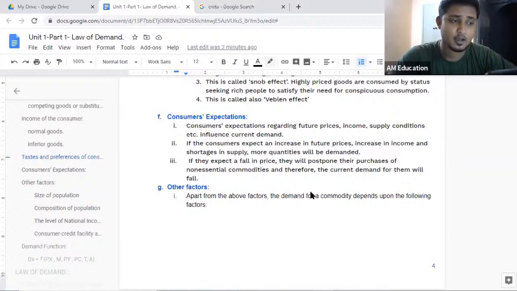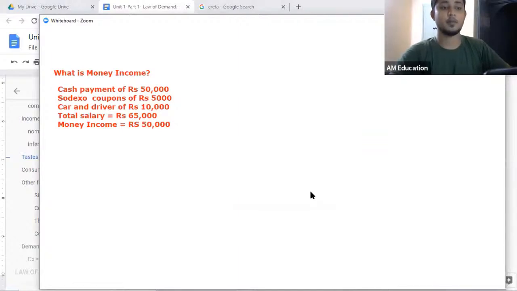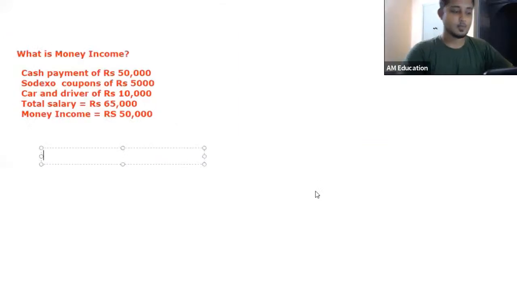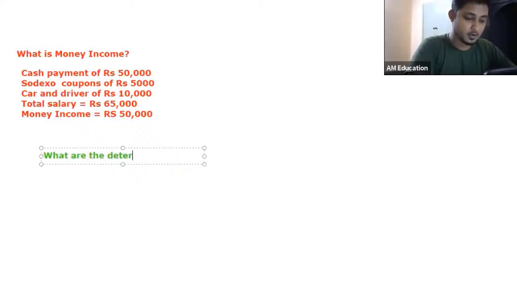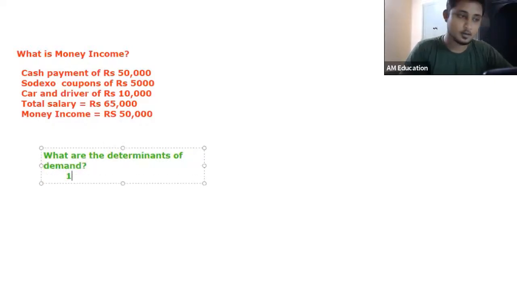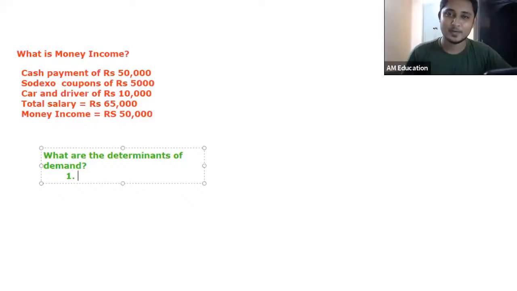What are the things that would determine our demand till now? What are the determinants of demand that we learned till now? Saluda, what is the first thing that will determine the demand of a product? Income. Income of the consumer. First thing that will determine the demand? Price of the commodity. Yeah.